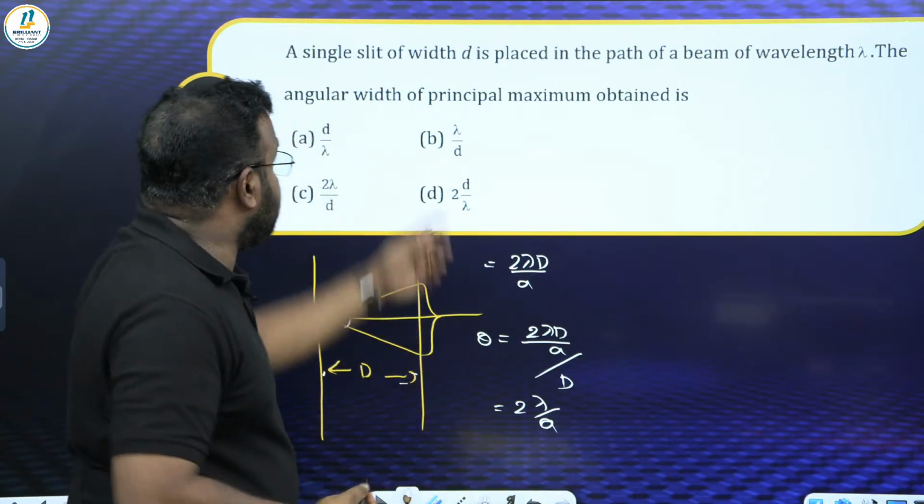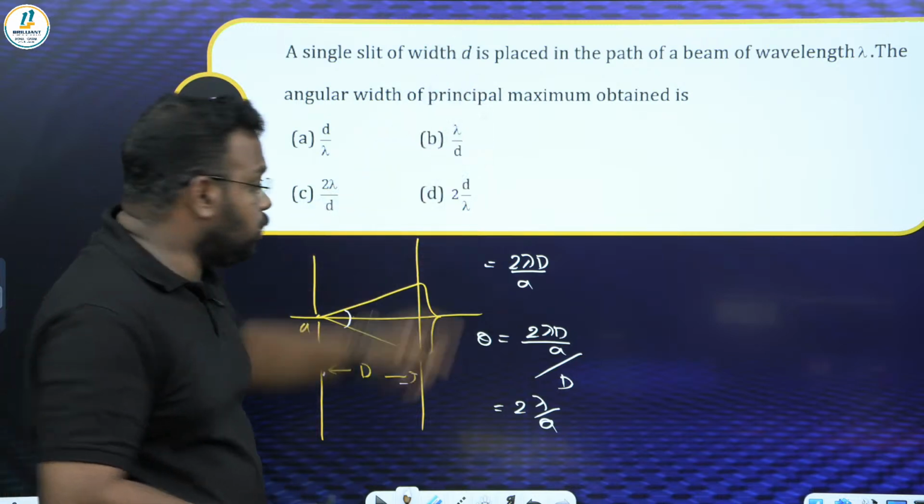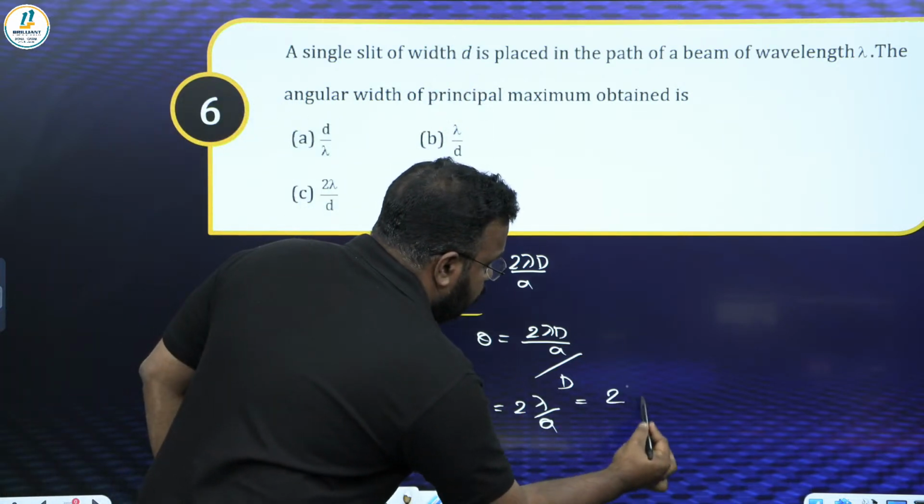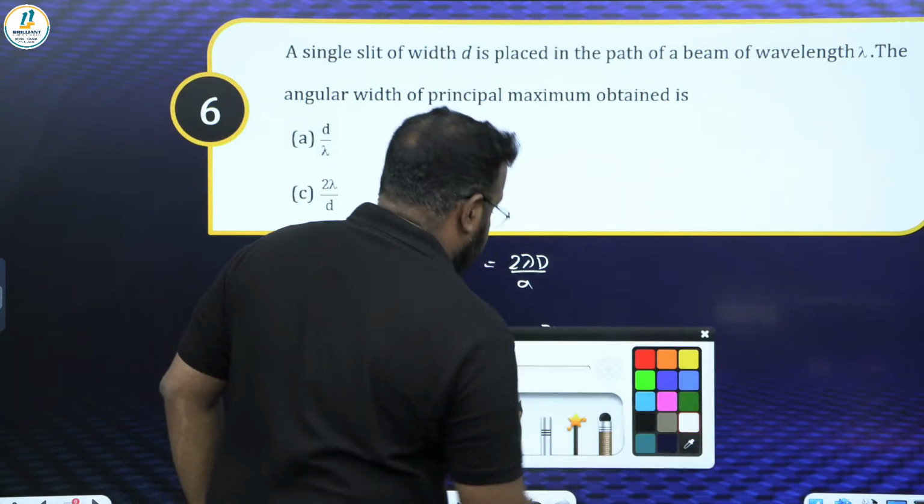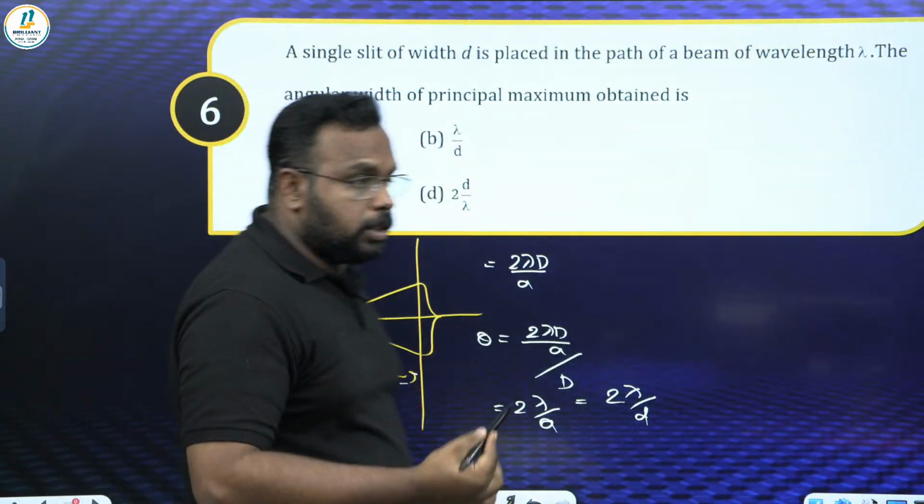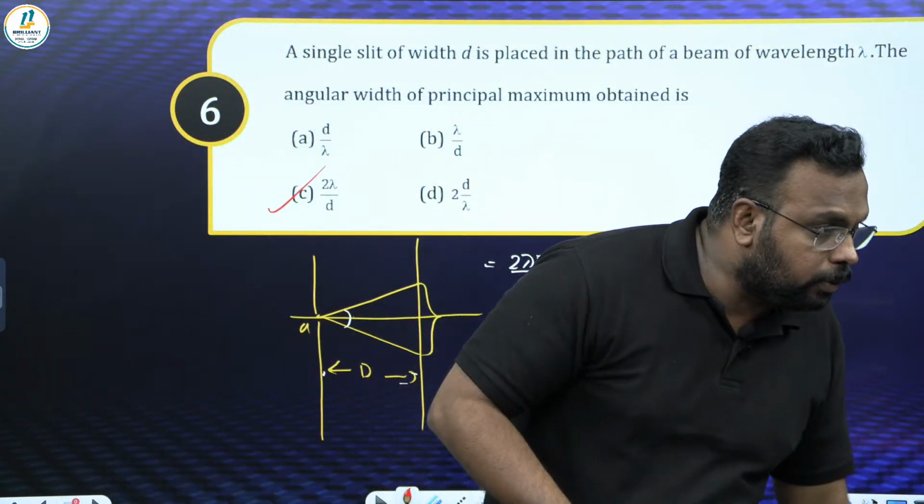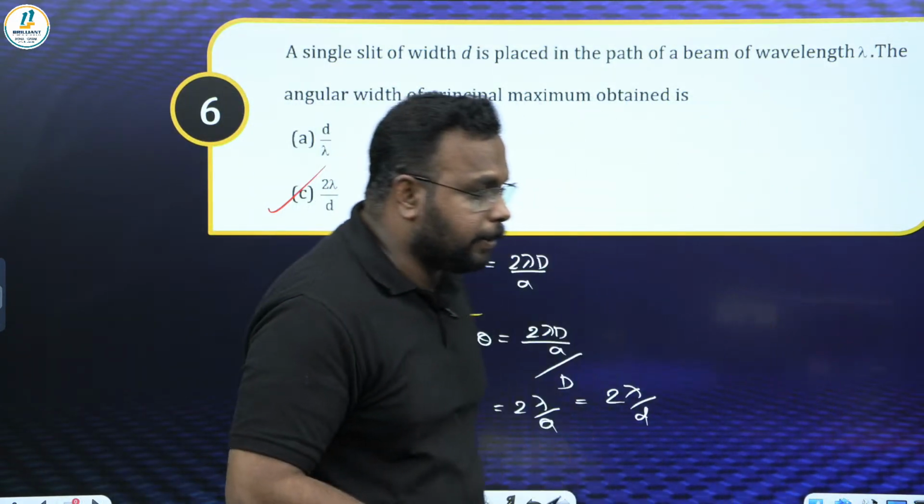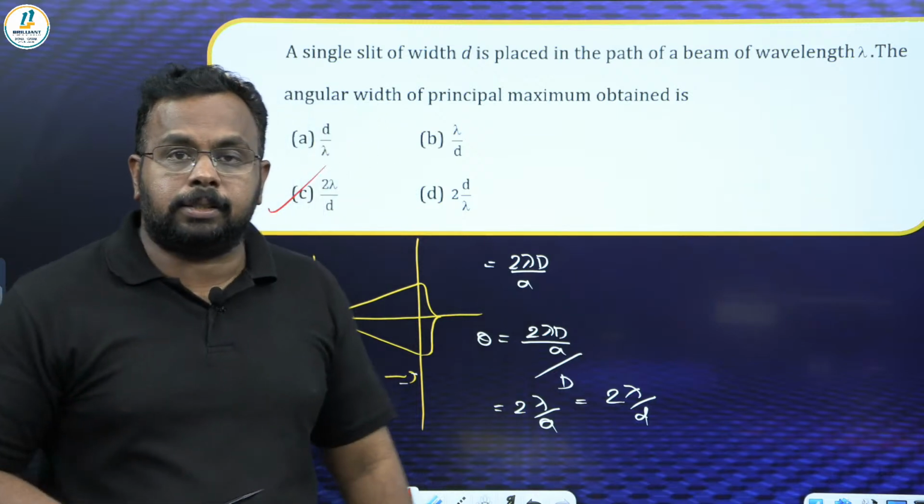A is the width of the slit, but in this question the width of the slit is given as small d, so we get 2 lambda by small d. Option C is the right answer. Yes, very good, Rida. Correct. Karthik, right answer.